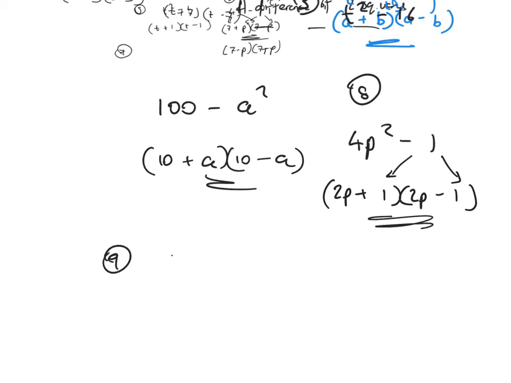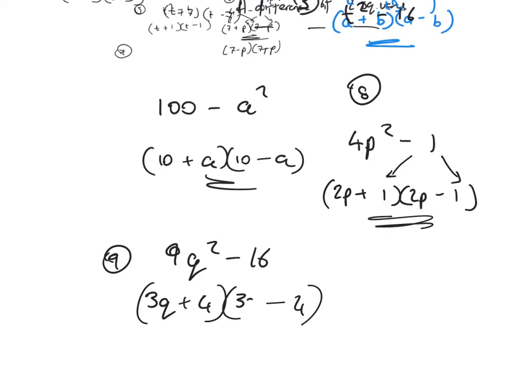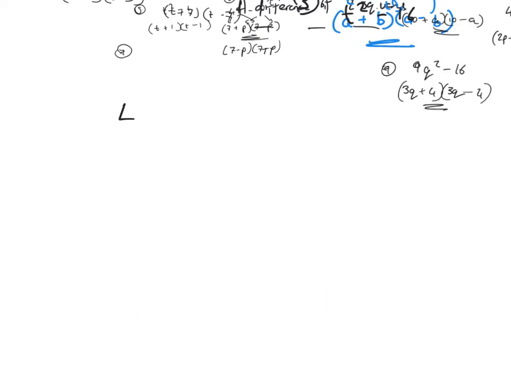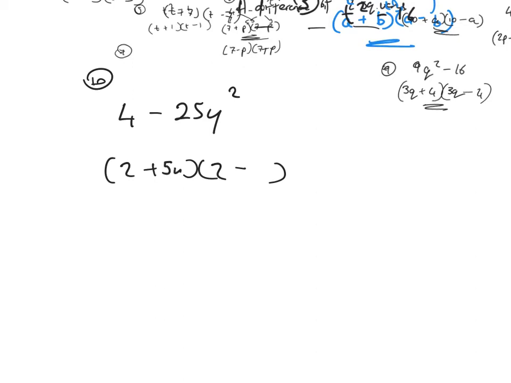Example 9. 9q squared minus 16. Okay, bracket with a plus, bracket with a minus. Square root of 16 is 4. Square root of 9 is 3. Square root of q squared is q. So the square root of 9q squared is 3q. Okay, example 10. 4 minus 25y squared. Okay, bracket with a plus, bracket with a minus. Square root of 4 is 2. Square root of 25y squared, 5y.